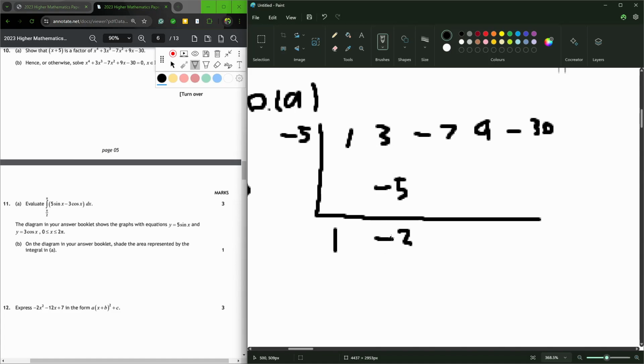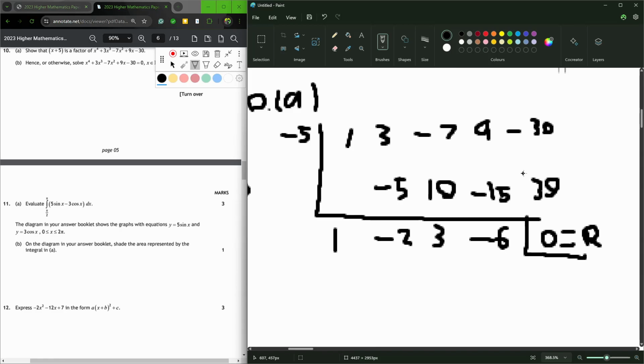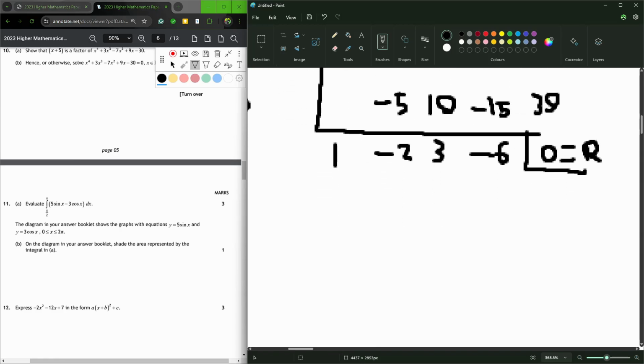And then we can repeat the process. Minus 5 times minus 2 is 10. Add it to minus 7, that's 3. Then minus 5 times 3 is minus 15. Add that to 9, that would be minus 6. Times by minus 5 gives us positive 30. And you add negative 30, that gives 0. So 0 equals the remainder R. So that means that x plus 5 is a factor.